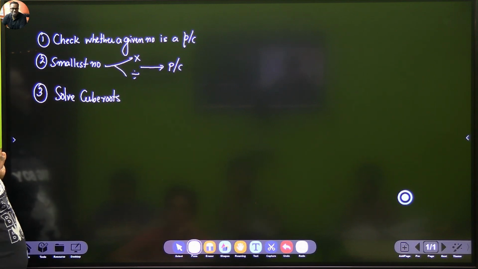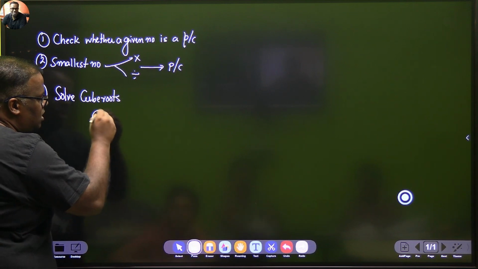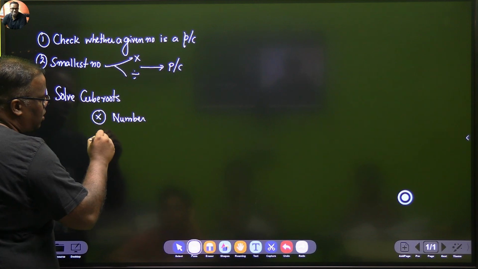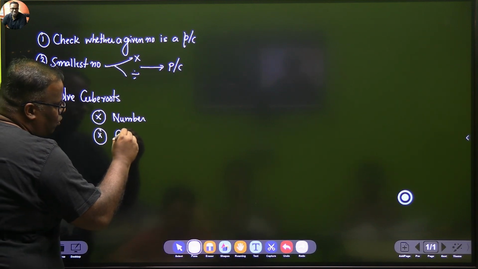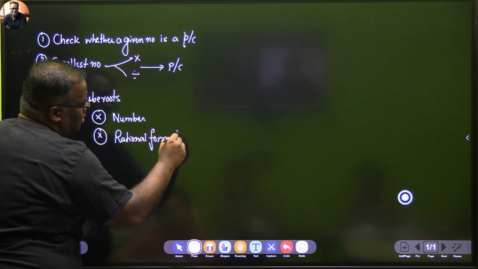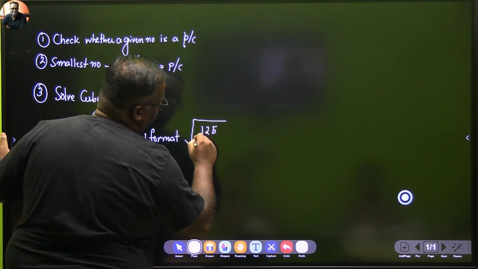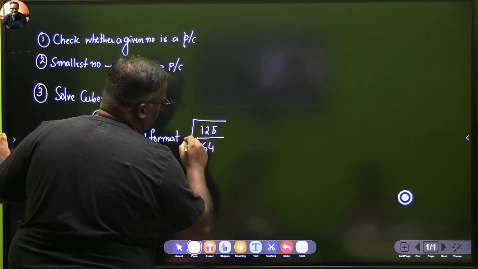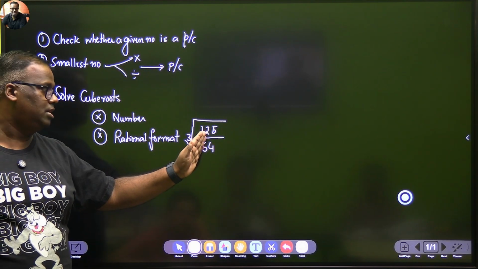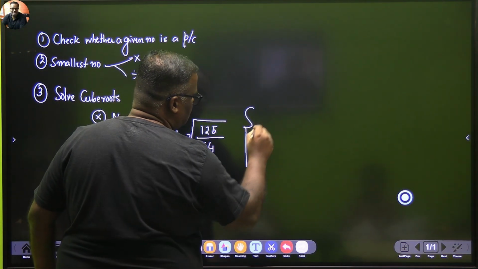Mind you, in this question you might also get negative numbers. Now, solve cube roots can come in three different ways. It can just be the number. The number can also be in rational format. Rational format means, for example, they tell you to find the cube root of 125 by 64. Now I think you know how to handle this. It is cube root of this divided by cube root of this.